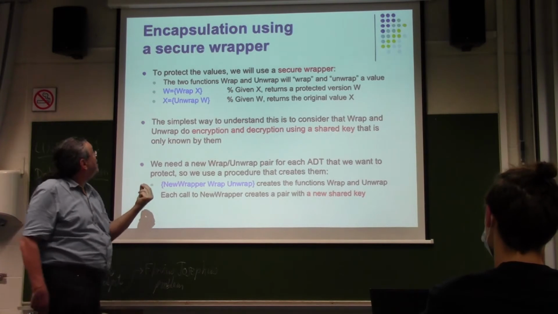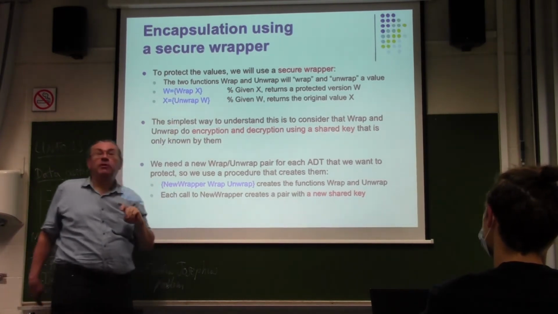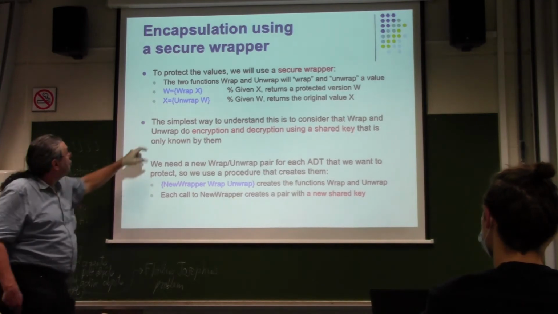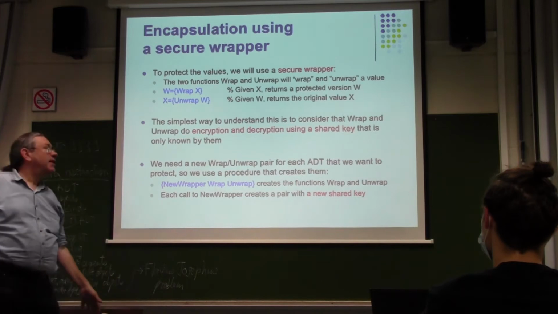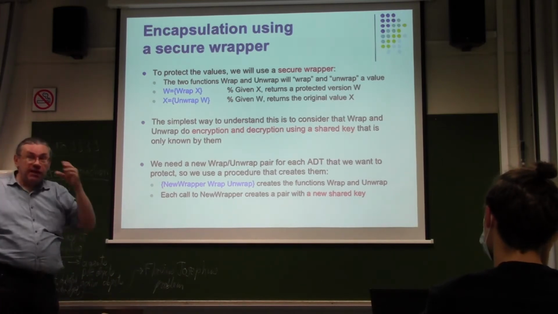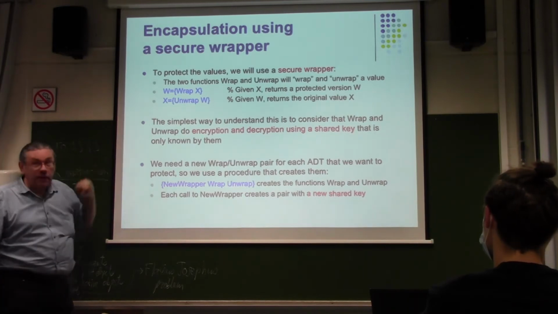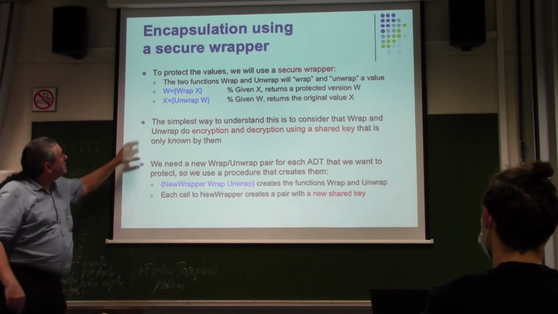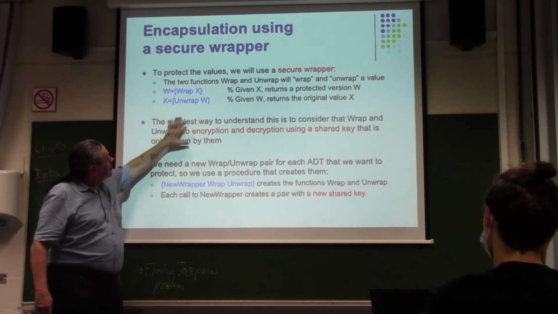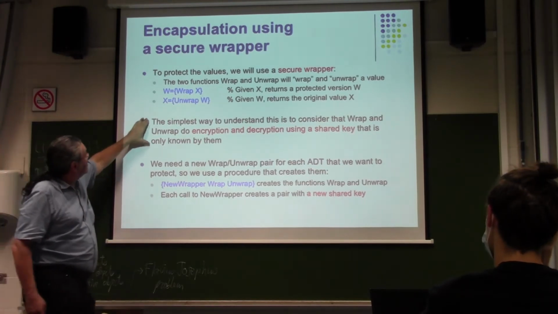There's a secret key, and so wrap knows the key, and so does unwrap. So the stack operations will know these two functions, but nobody else knows them. They will be hidden. And we will use lexical scope to make sure that they are only known by the operations in the abstract data type, okay? So you can see it like they're doing encryption and decryption. They don't actually have to do that in the language, okay?